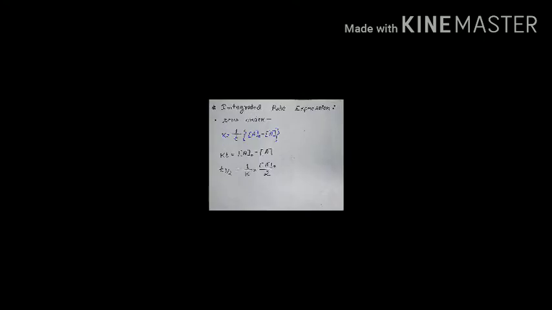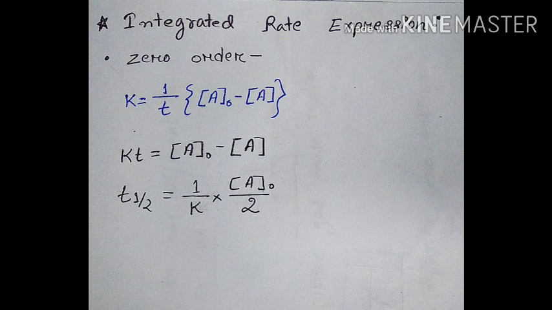Now we will see the integrated rate expression for a zero order reaction. It is a simple expression, that is K is equal to 1 by t, concentration of A0 minus concentration of A. But it is better to remember it as Kt is equal to concentration of A0 minus concentration of A. We will understand why later in this video. The half-life time can be easily calculated by putting A0 by 2 in place of A.